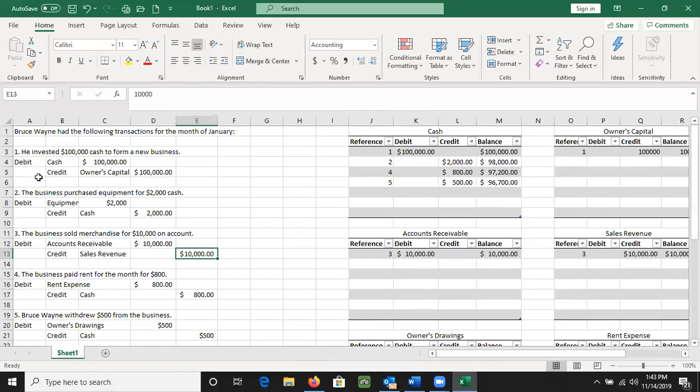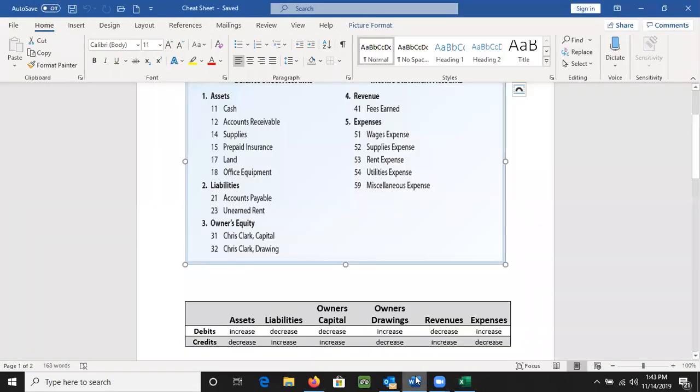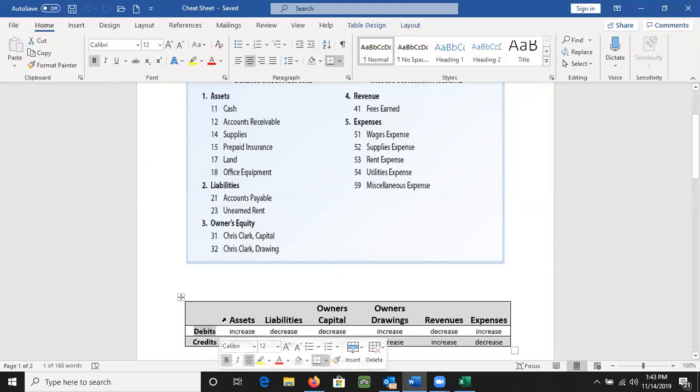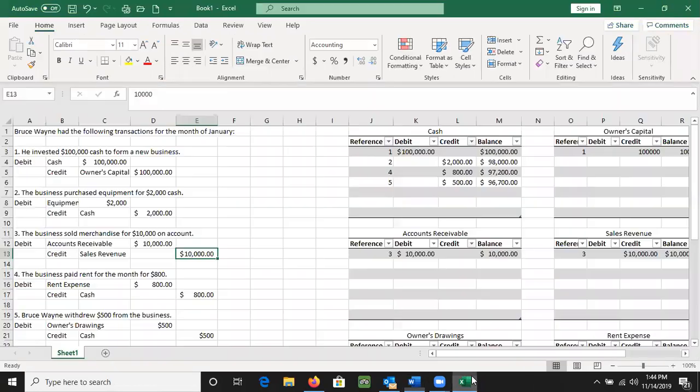Read the transaction, open your cheat sheet, figure out what accounts are affected by that transaction, and then figure out for each account, is it increasing or decreasing? And if you could just talk yourself through that, this solves the journal entry for you. It tells you, hey, if your asset is increasing, debit it. If it's decreasing, credit it. Okay? So try this out.